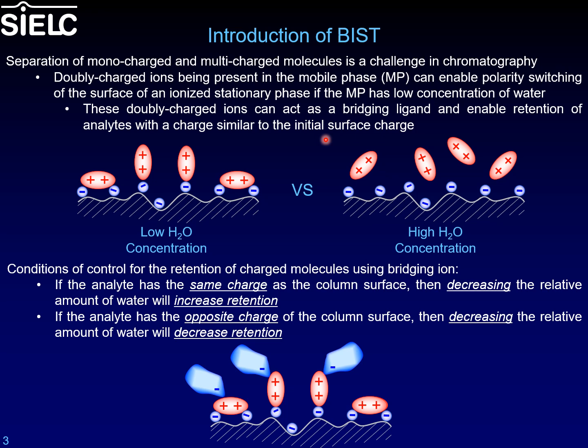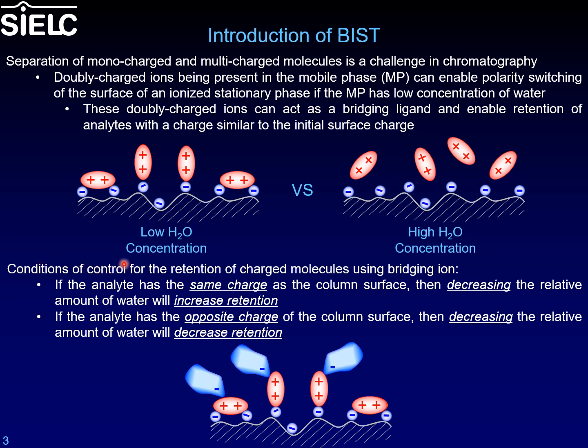It must also be noted that this trend can only occur if there is low water concentration in the mobile phase. If there is a great deal of water in the mobile phase, the doubly charged ions are going to be effectively solvated, and coordination between them and the surface of the stationary phase will be prevented.